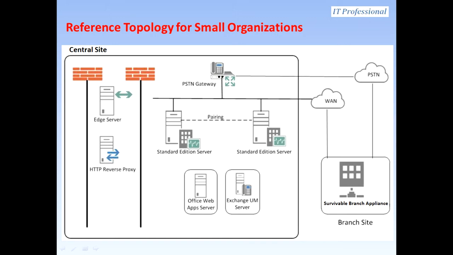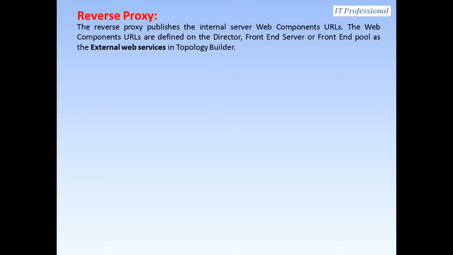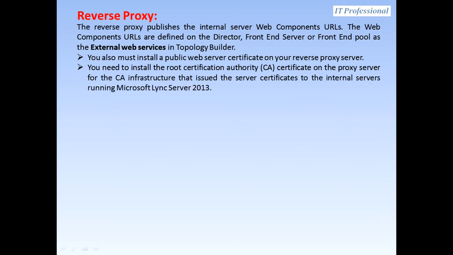Edge server and the HTTP reverse proxy, those two sit in the perimeter network or DMZ for security. What is the reverse proxy? The reverse proxy publishes the internal server web components URLs. The web components URLs are defined on the director, front-end server or front-end pool as the external web services in Topology Builder. You also must install a public web server certificate on your reverse proxy server.